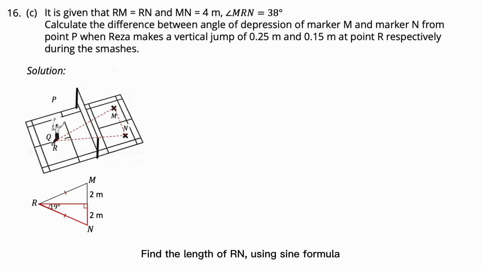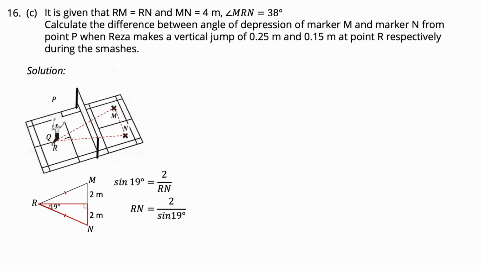Find the length of RN using the sine formula. Sine 19 degrees equals 2 divided by RN. Transpose sine 19 degrees and RN. RN equals 2 divided by sine 19 degrees. RN equals 6.143 meters.